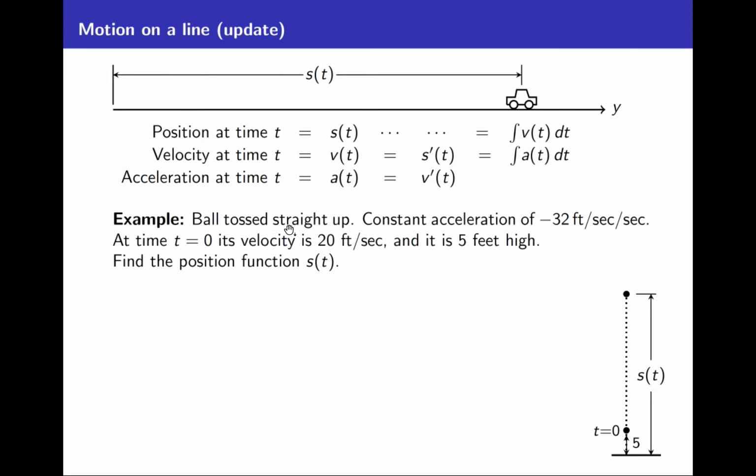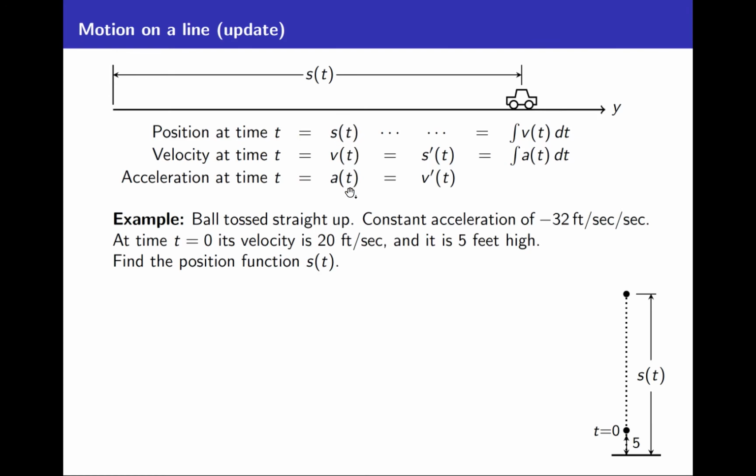Let's look at what we know. In this problem, we know the acceleration. It's minus 32. No information about velocity is given except at time t equals 0, its velocity is 20. All we have is what the acceleration is. This is a of t equals minus 32. And we want to get back up to s of t.